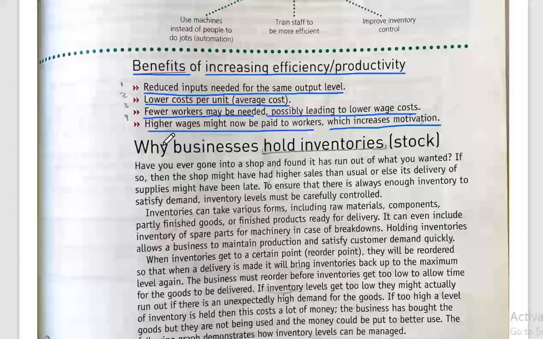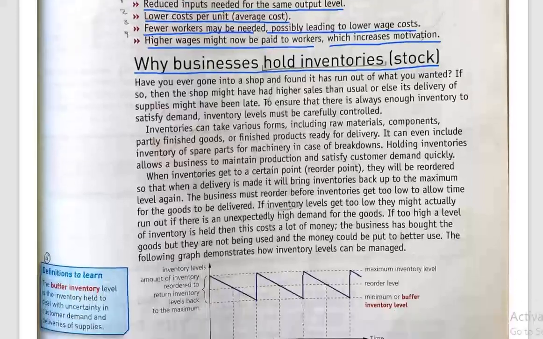So over here, we're going to see why businesses hold inventories, between brackets, stock. Inventories are the products that I put in storage, the amount of products that I have in storage, ready to be sold to the customer. Inventories could also be raw materials ready to be used in production, and semi-finished products also ready to be used for production. So it's not only finished products.